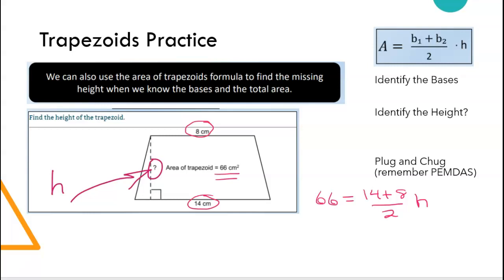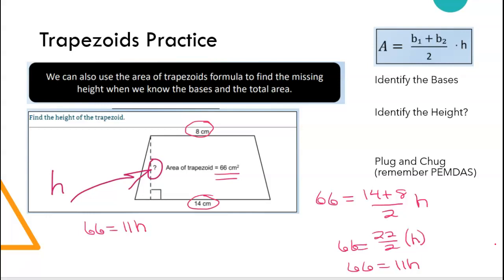14 plus 8 divided by 2. 14 plus 8, 8, 9, 10, 11, 12, 22, right? 22 divided by 2 times the height equals 66. We can do this division. 66 equals 11H. Okay, now that's just a one-step equation. I'm going to write this over here. 66 equals 11 times H.